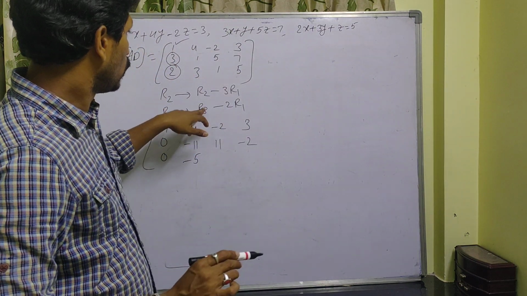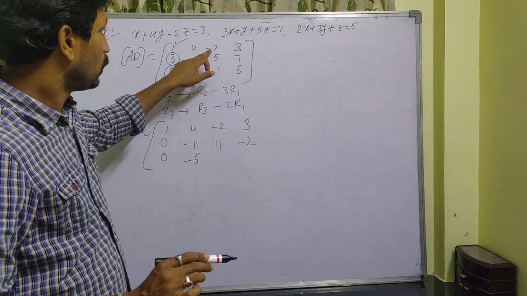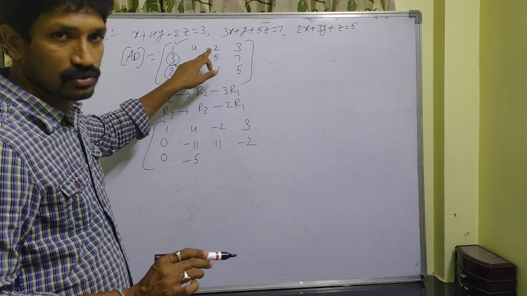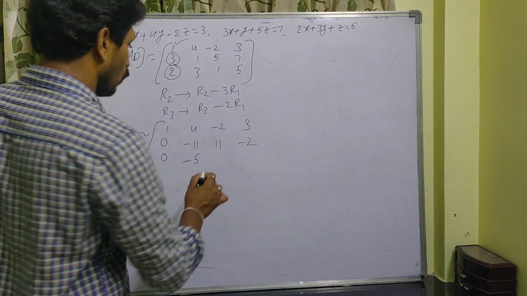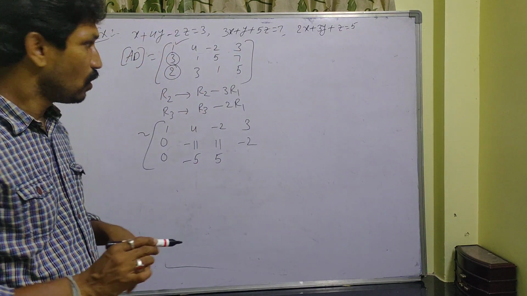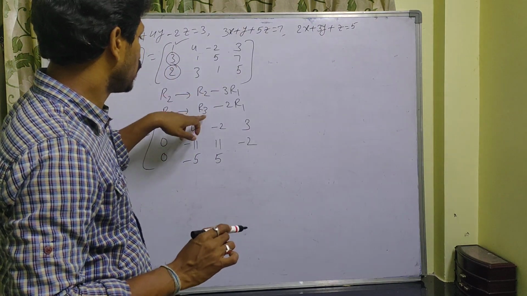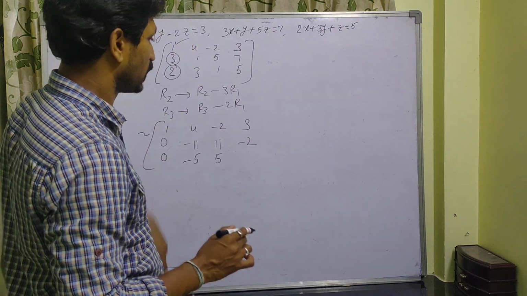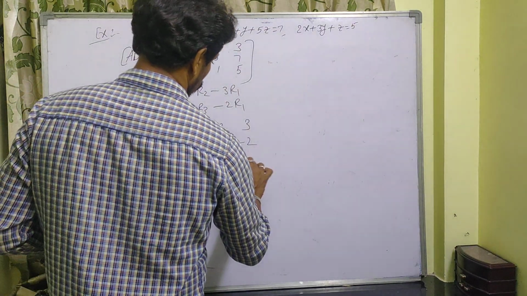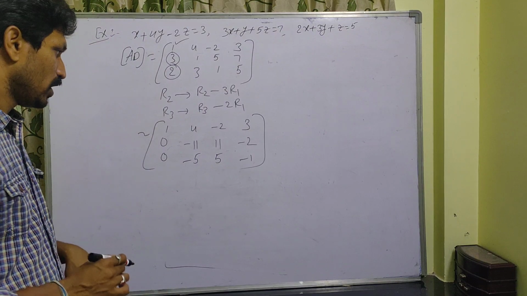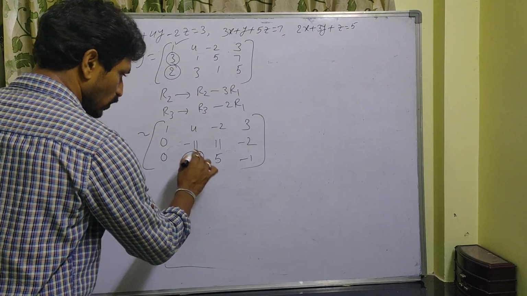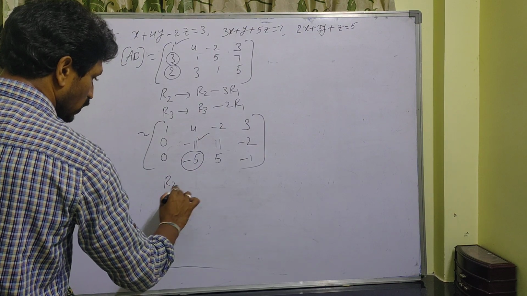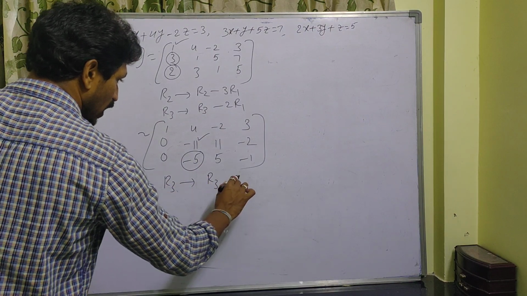Next one, 1 minus 2 into minus 2, so 2 2s are 4, so minus into minus plus, 1 plus 4, 5. Okay, next R3 means here 5 minus 2 3s are 6, 5 minus 6, minus 1. Okay, so now using this one, you have to make this one 0. So R3 is going to change. R3 implies R3 and R2.